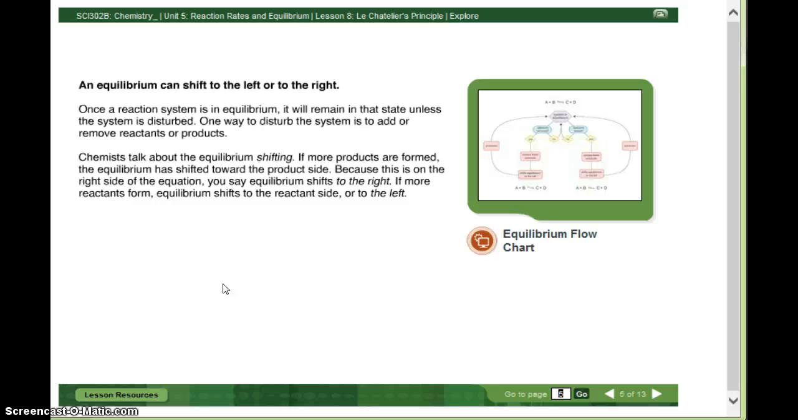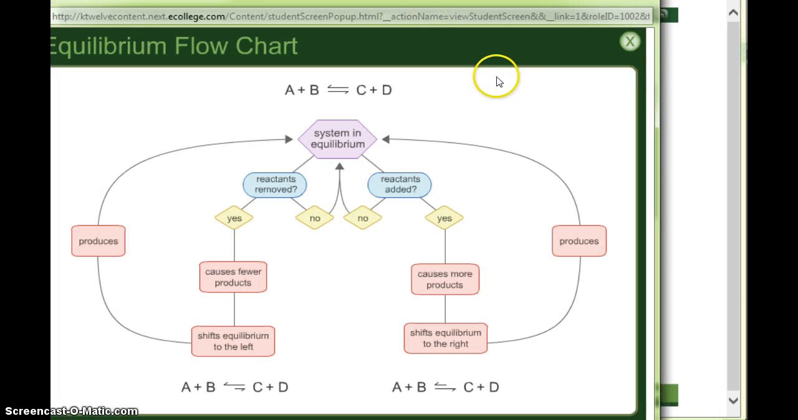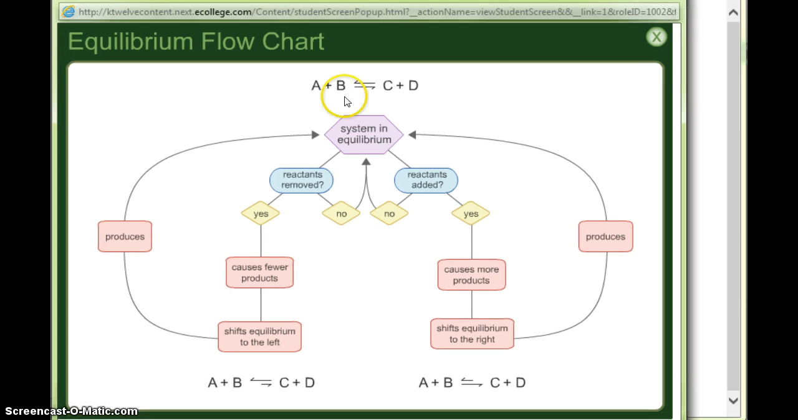So if it's shifting to the right, that means more products are being formed. If more reactants form, equilibrium shifts to the reactant side, or to the left. And then they give a flow chart to kind of talk you through it. So we have A and B turning into C and D, and of course, C and D can turn back into A and B. So we have the system in equilibrium.